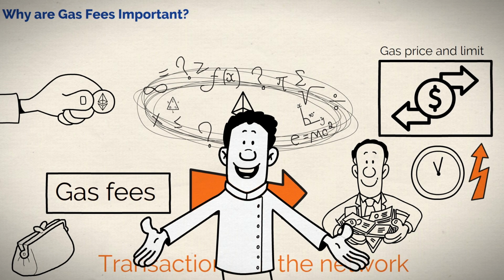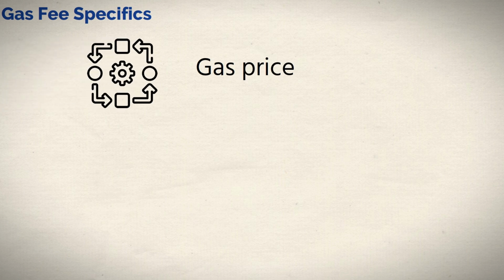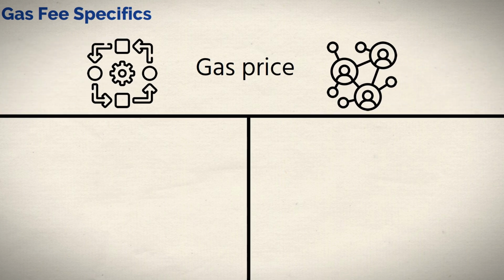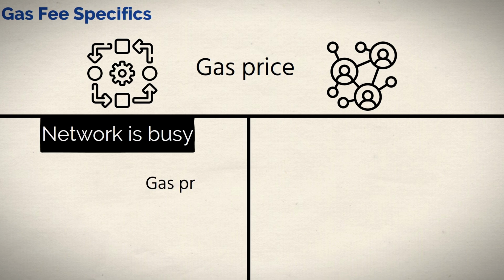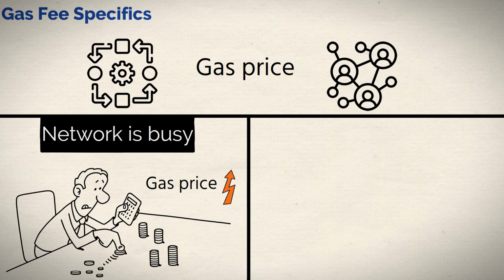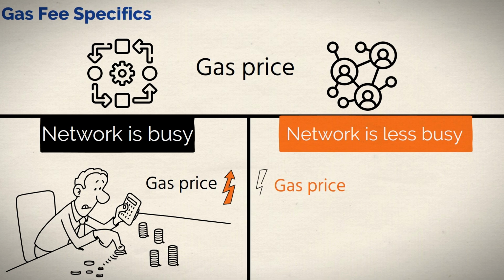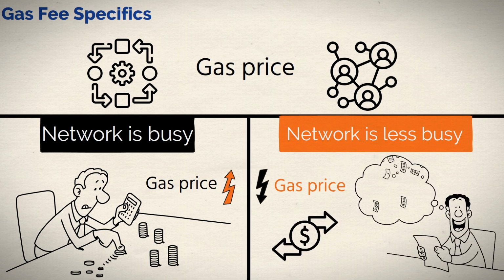So now you understand a bit more about what gas fees are for, but how are they actually made? Now let's talk about how gas fees are measured. As mentioned, gas prices vary depending on the current demand for transactions on the network. When the network is busy, gas prices can skyrocket, and you might end up paying a lot more than you anticipated. On the other hand, when the network is less busy, gas prices can be lower, and when this happens, you might be able to get your transactions processed for a lower fee.